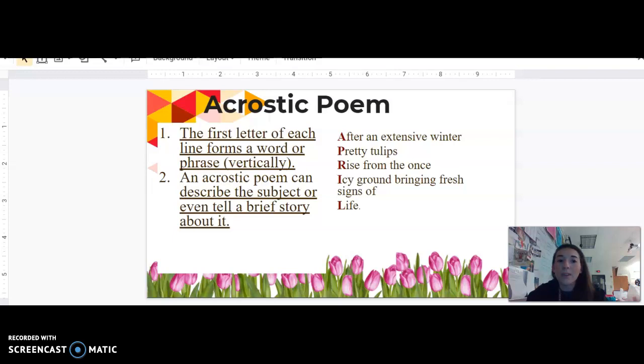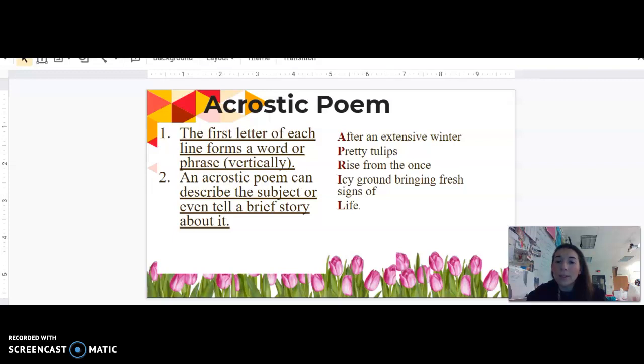Acrostic poems. These are poems that are pretty commonly found on greeting cards or sympathy cards. They are short poems where the first letter of each line forms a word or phrase vertically. An acrostic poem can describe the subject or even tell a brief story about it.